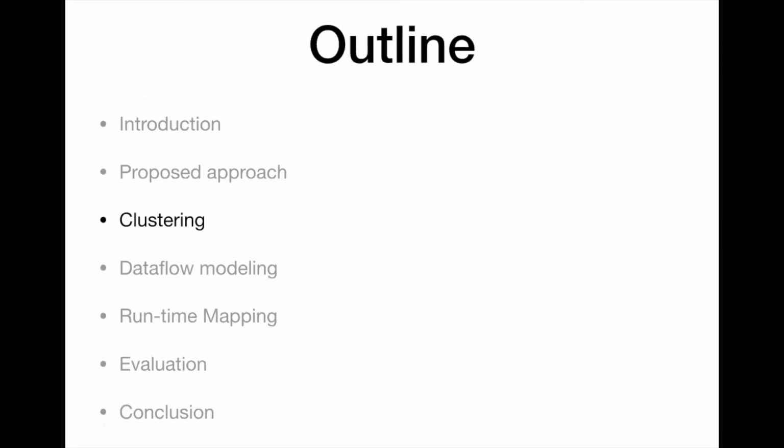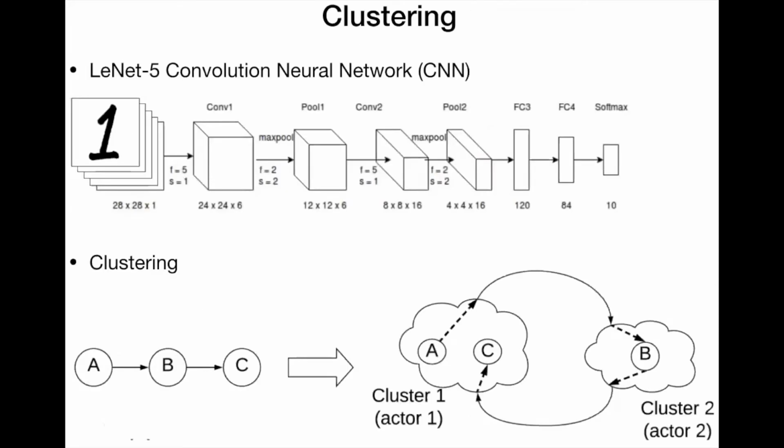We'll start with the clustering approach. The clustering approach groups neurons and synapses to form clusters such that these clusters can be mapped in their entirety onto a crossbar. So we take the running example of LeNet 5 convolutional neural network, which is used in handwritten digit recognition applications, which is shown towards the top part of this slide. At the bottom plot, we show the example of clustering.